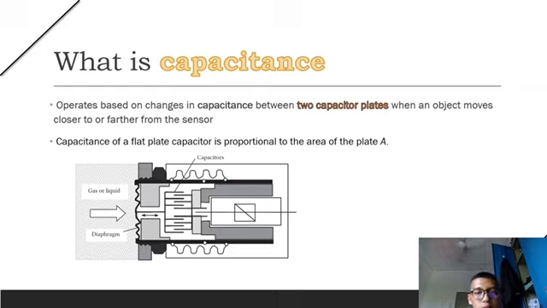So, let's understand the concept of capacitance, which is the fundamental principle behind the capacitive sensor: the ability of a system to store charge when a voltage is applied across two conductor plates. The capacitance value depends on the area of the plates, the distance between them, and the dielectric material in between. When an object moves closer to or further from the sensor, it alters the capacitance, which the sensor detects as a measurable change.